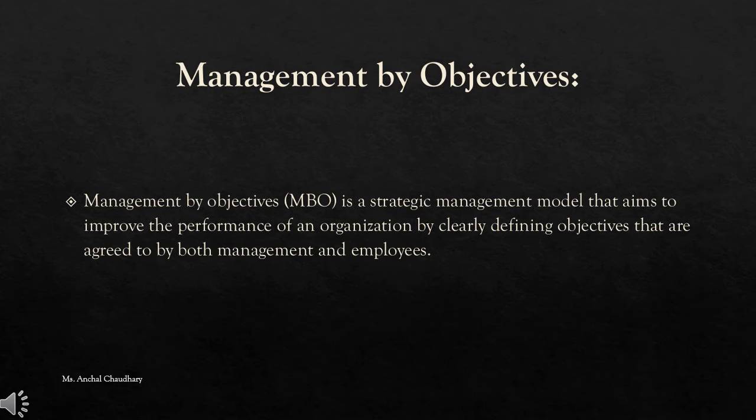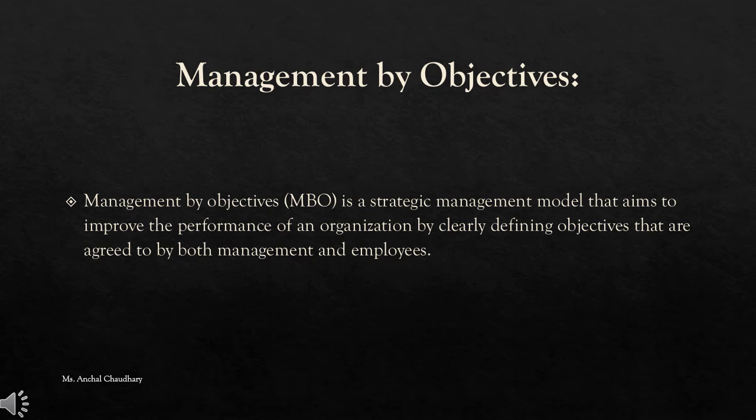Last topic of the day is management by objectives, which is also known as MBO. It's a strategic management model that aims to improve the performance of an organization by clearly defining objectives that are agreed to by both management and employees. So basically, it's a process of setting objectives in the organization to give a sense of direction to the employees, where you are defining the roles and responsibilities of each and every employee.